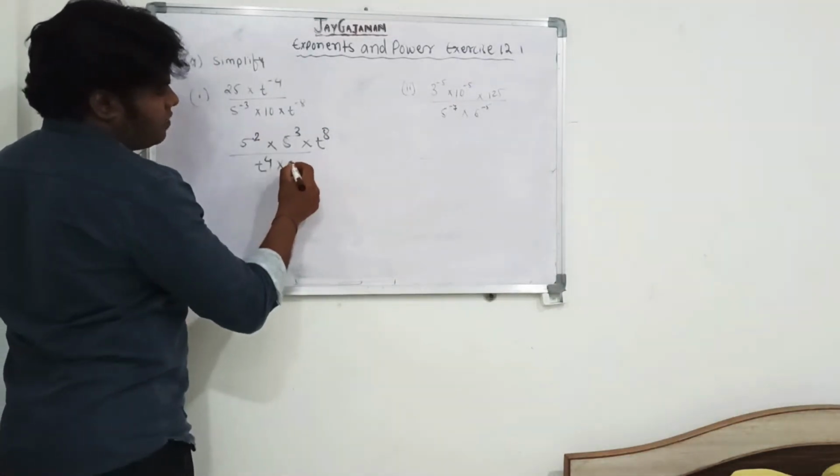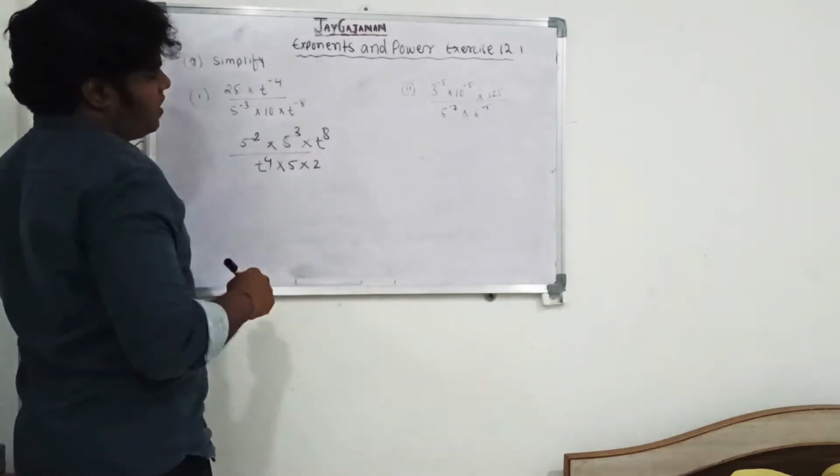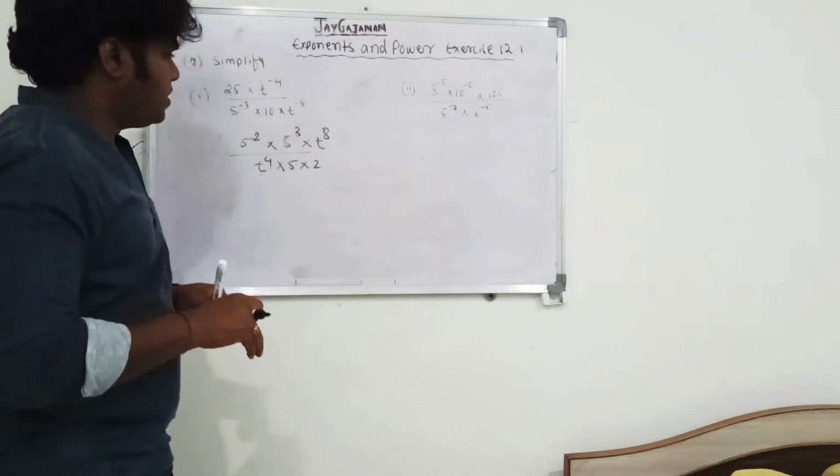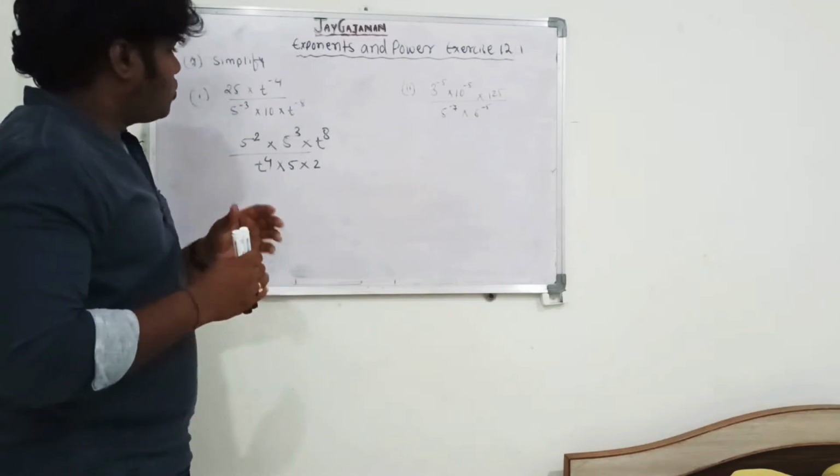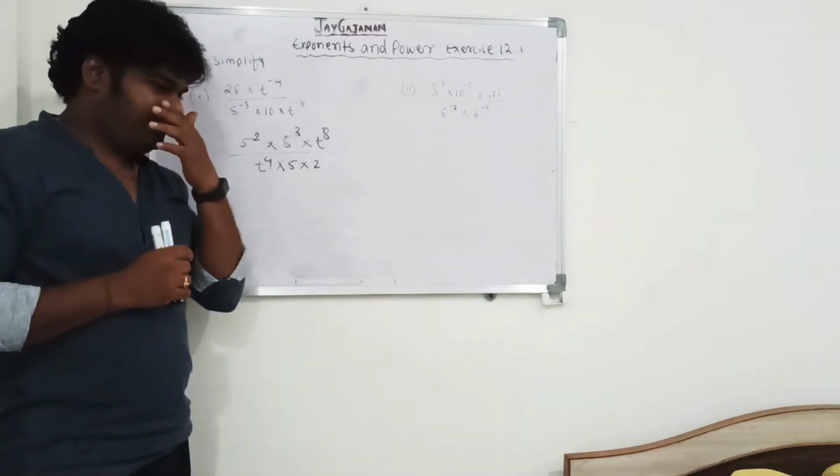10 can be written as 5 into 2. Why I have written this you will come to know afterwards. Now make sure that you understand the steps what I did.